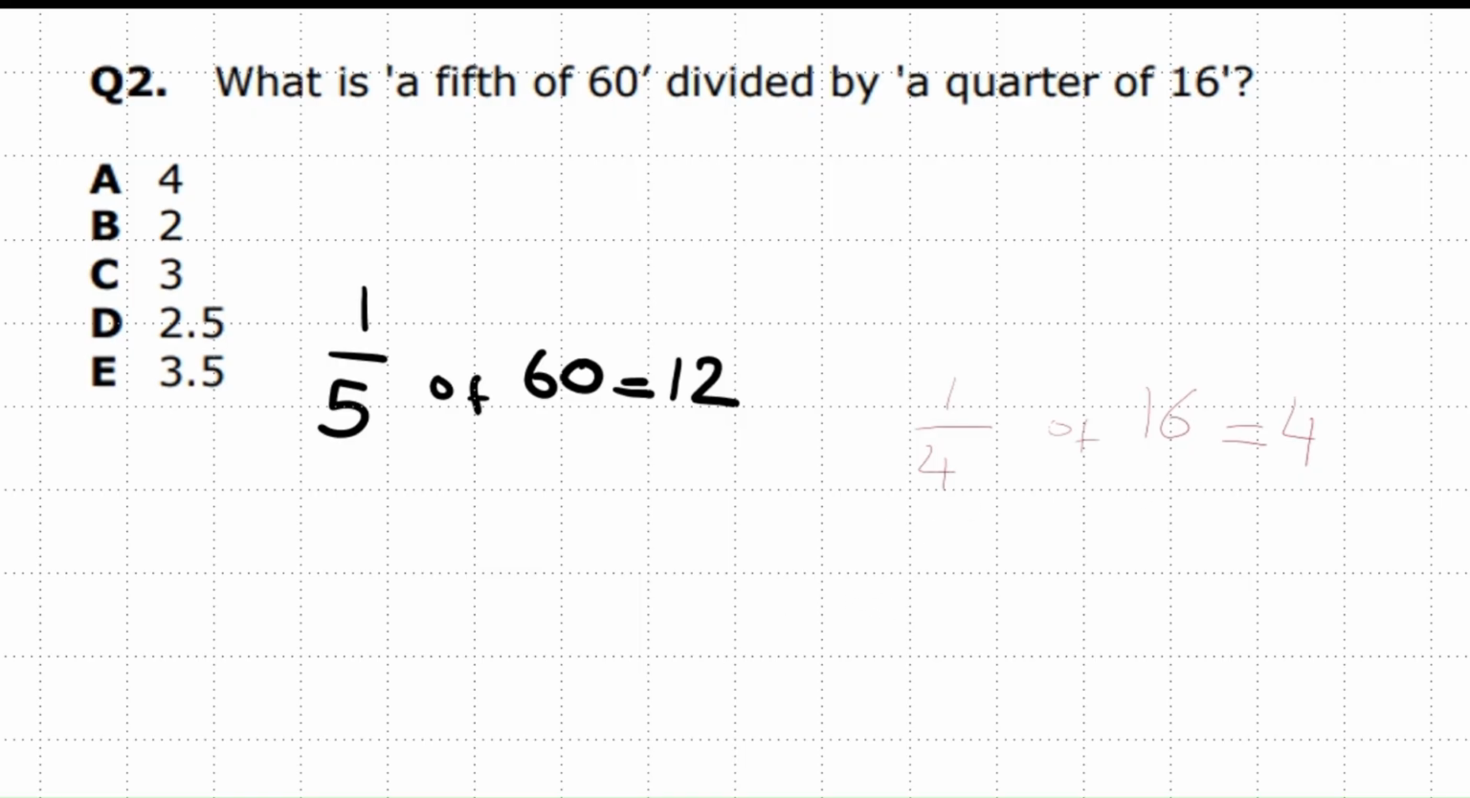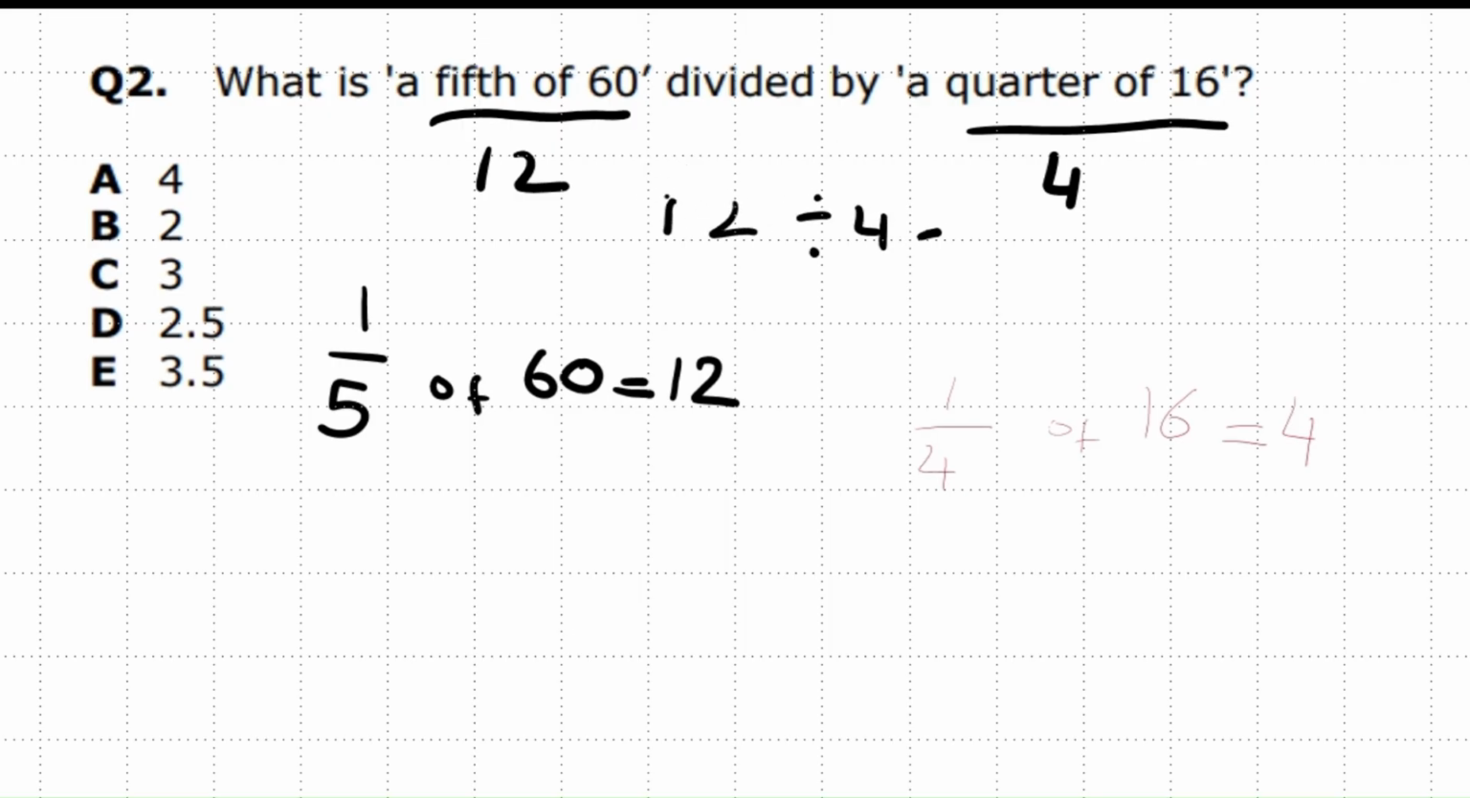So what is 1/5 of 60 divided by 1/4 of 16? We know that 1/5 of 60 equals 12, and we know 1/4 of 16 equals 4. So what is 12 divided by 4? We know that 12 divided by 4 equals 3. And we can find 3 in the options at C. So the answer is C.